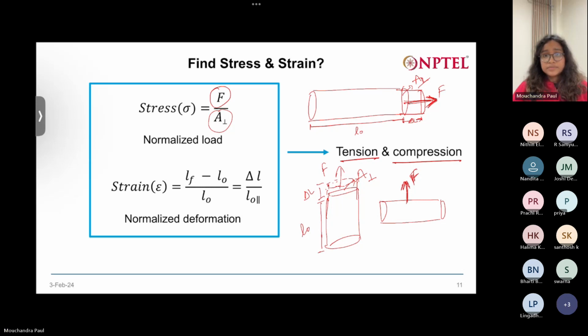Anyone? Hello, is anyone there? Is my question clear to you? What I'm trying to ask? Should we take the area of the full cylinder? Okay. Anyone else would like to try?